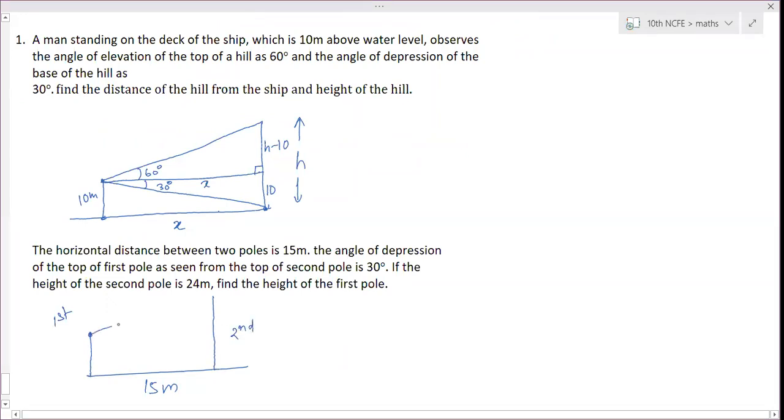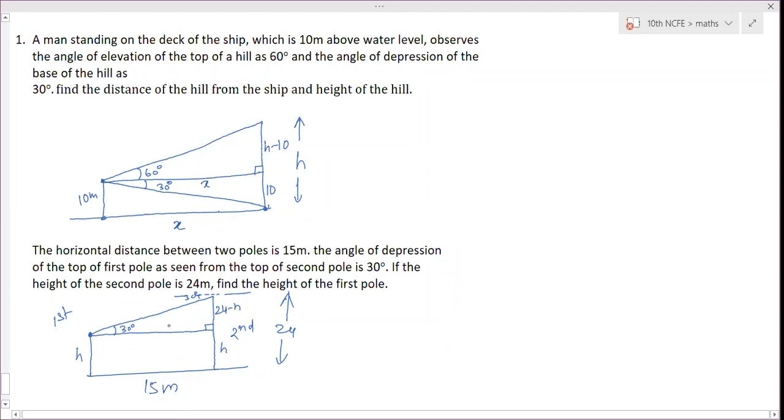So the angle of depression of the top of the first pole from the top of the second pole is 30 degrees. So this depression is 30 degrees. That means this angle is 30 degrees. And the height of the second pole is 24, so this full height is 24 meters. The height of the first pole you have to calculate. This is h, so this will be 24 minus h.